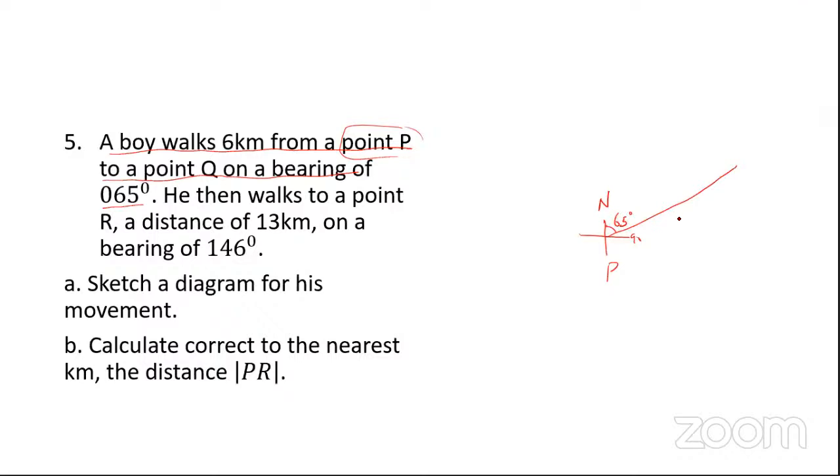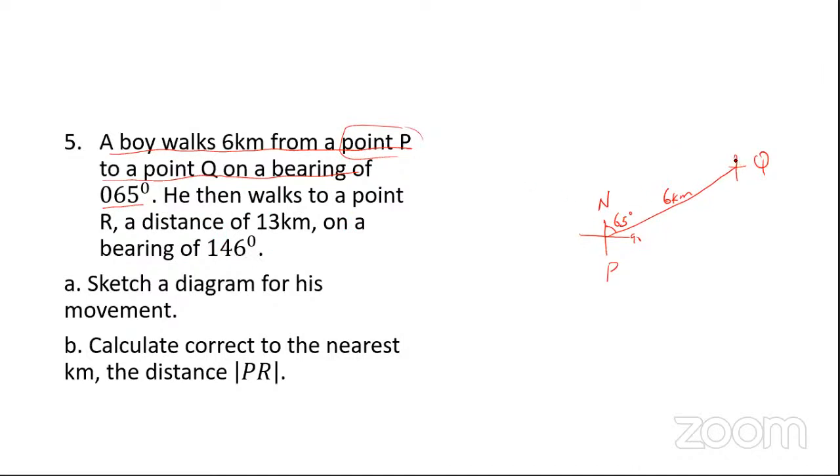So a boy walks 6 kilometers from point P to a point Q. So this point is point Q, on a bearing of 065 degrees. We are through with the first statement. Let's move to the second statement. He then walks to a point R, a distance of 13 kilometers on a bearing of 146 degrees.